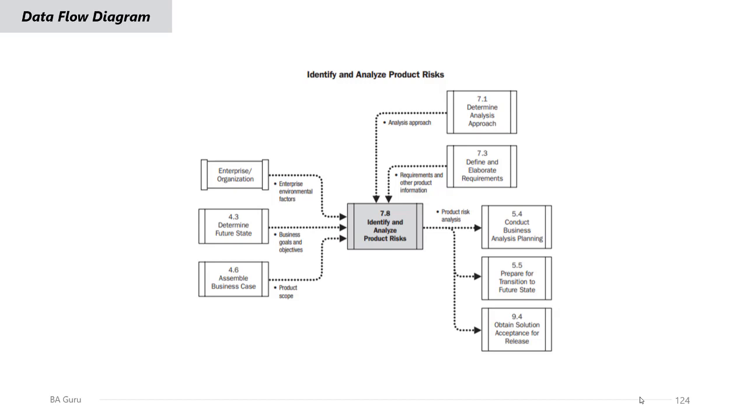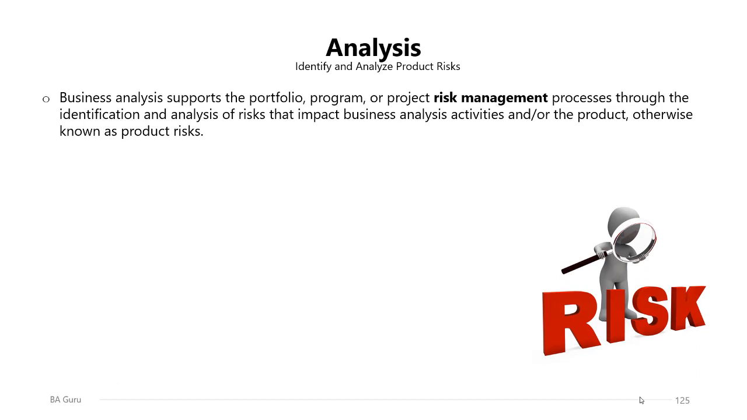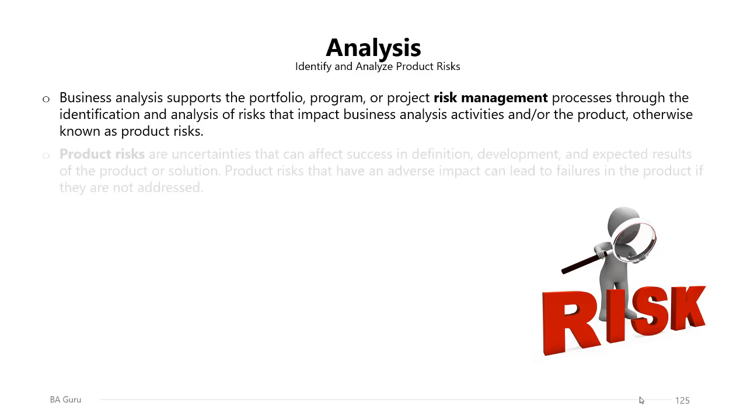Here we are going to use the product risk analysis as an input. Business analysis supports the portfolio, program, or project risk management processes through the identification and analysis of risks that impact business analysis activities and or the product, otherwise known as product risks. So in this process, and from the business analysis perspective, we will be focusing only on the product or the solution risk, while the project manager will be concerned with the project risks.